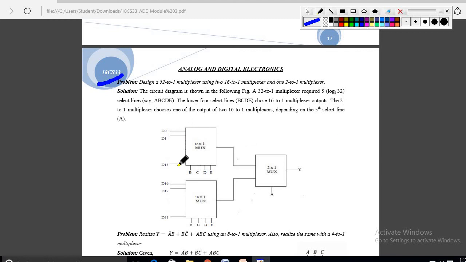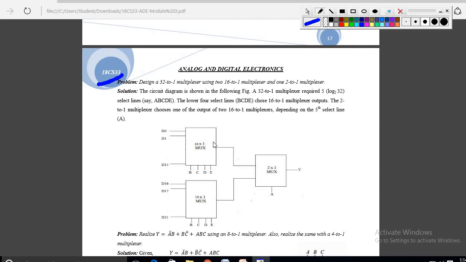So see here, if I'm using a 32 to 1 multiplexer, I need two 16:1 multiplexers. One has data inputs D0 to D15, and the other 16:1 multiplexer has D16 to D31. Then only it will be 32, right? For that reason I am using two 16:1 multiplexers. For each of these 16:1 multiplexers, four control inputs are required.